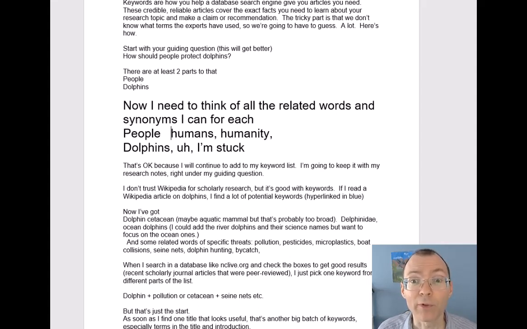Then I'm going to think of all the related words and synonyms for each of those nouns that I found. For people, I come up with humans and humanity. For dolphins, I'm stuck. I don't have a lot of other words for dolphins. I feel like I'm going to find some sciencey words eventually. Now, the thing I'm going to do to improve my keyword list is I'm going to go to Wikipedia.